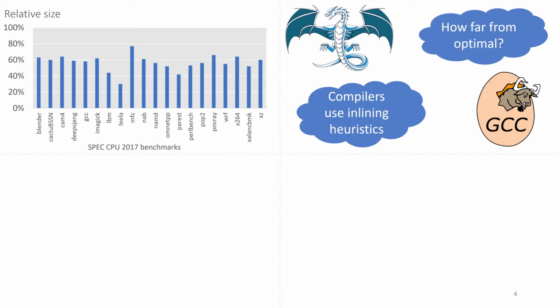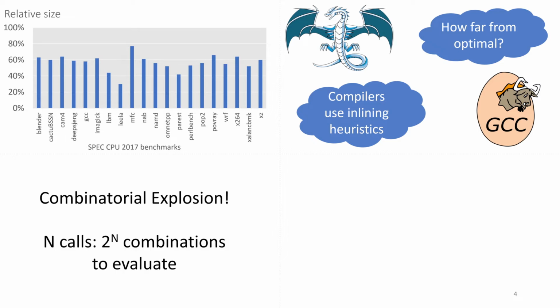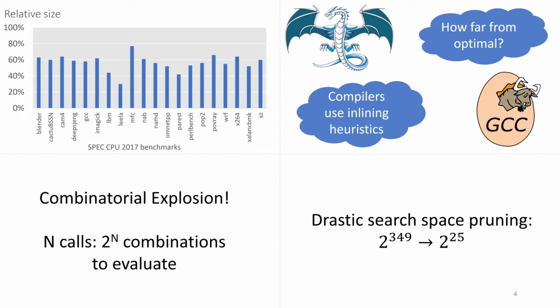This is the first work that asks and answers the question of how far current heuristics are from optimal inlining for program size. But answering this question is difficult due to the combinatorial nature of inlining. Every additional call in a program results in 2x more combinations that need to be evaluated. However, as we show, this 2 to the n formulation is very pessimistic. It is possible to drastically prune the search space. In our experiments, we reduced it from an astronomical size down to something reasonable that enabled studying optimal inlining.